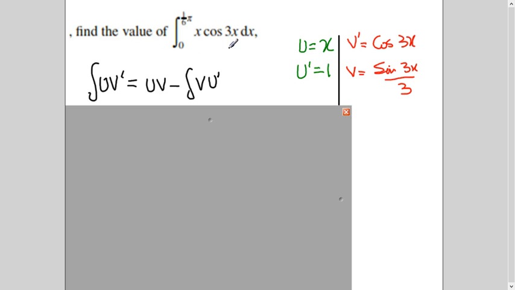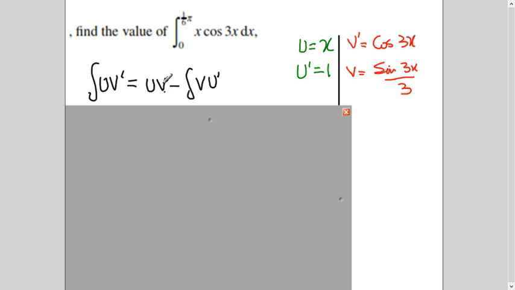So let's start integrating x cos 3x. Like I said, my u will be x. Because we have to plug into this formula, I need u, v, u prime, and v prime. So u is x, and if I differentiate this with respect to x, it will become 1. If cos 3x is your v prime, then to get v, you need to integrate it. Integration of cos 3x is sine 3x, and the coefficient of x is 3, which will go in the denominator.